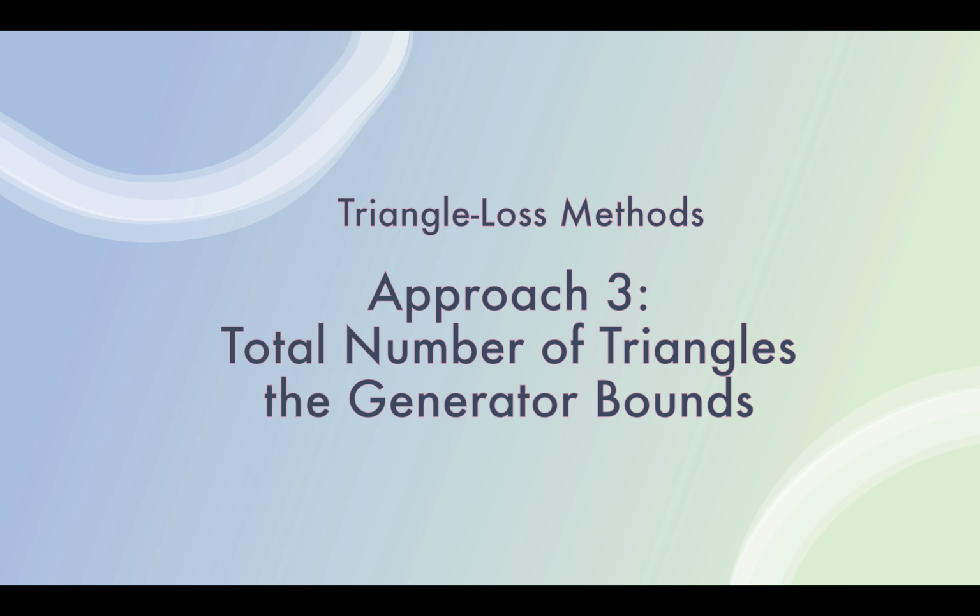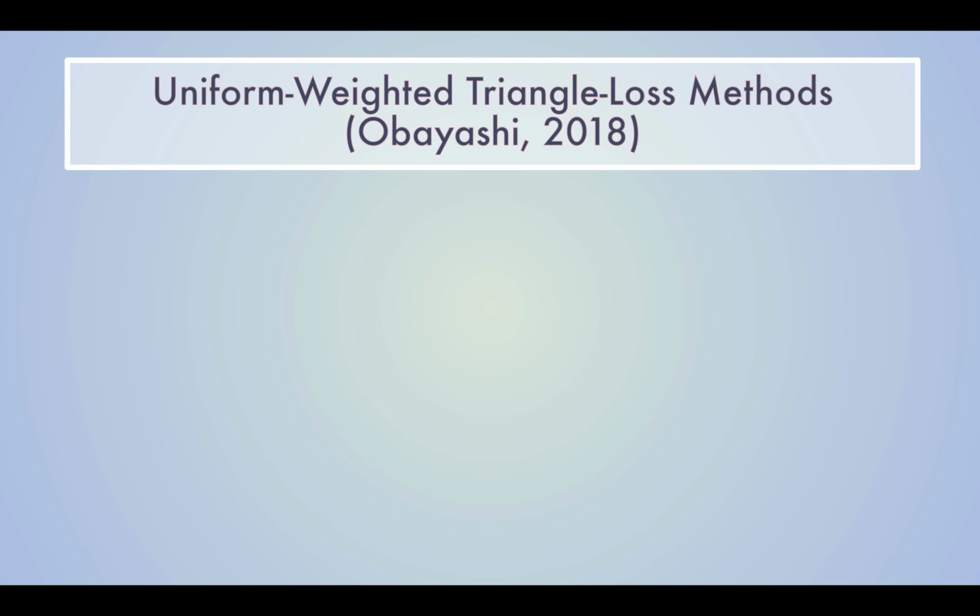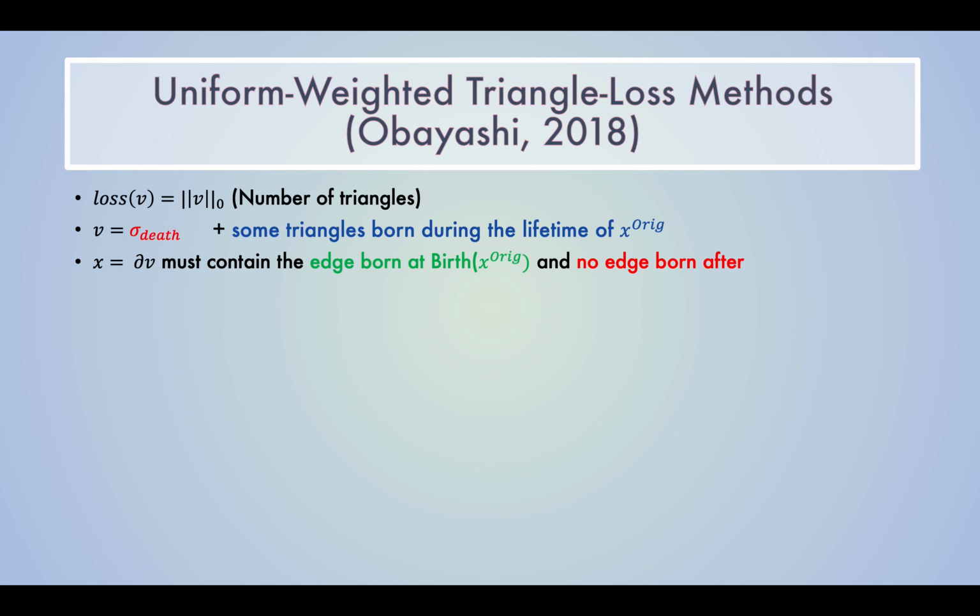Next, we will see some triangle loss methods. Approach number 3: the total number of triangles the generator bounds. We use V to represent a linear combination of triangles, and the optimal cycle will be the boundary of those triangles. The solution vector V will be called the optimal volume. Similar to the edge loss methods, we can assign a uniform weight of 1 to each triangle and minimize the L0 norm of the vector V. The constraints in the triangle loss optimization problem ensure that the optimal cycle we obtain captures the same birth and death information as the original cycle.